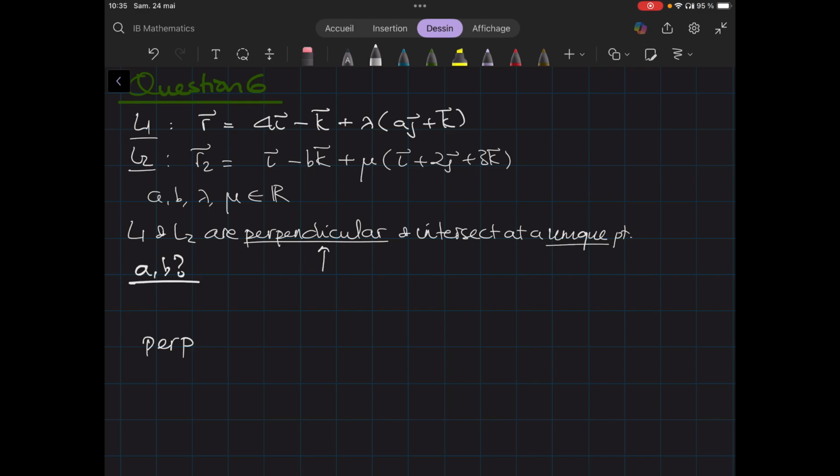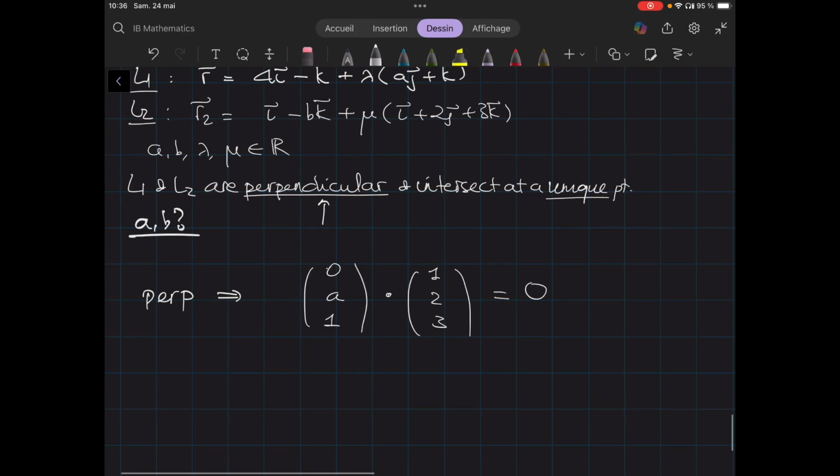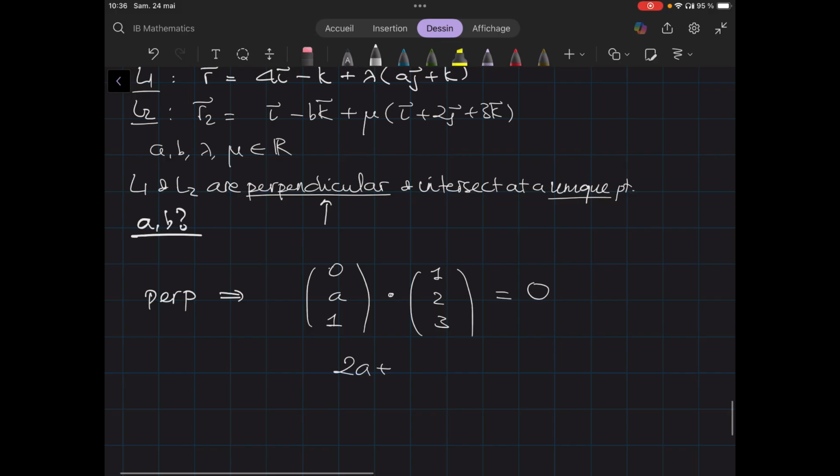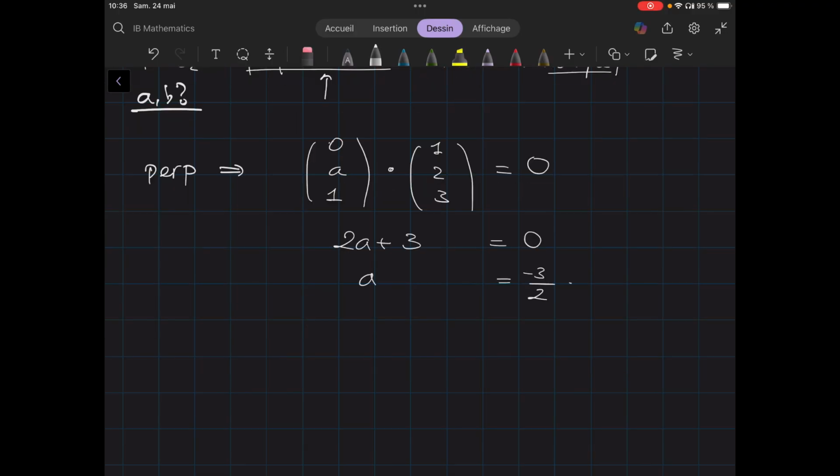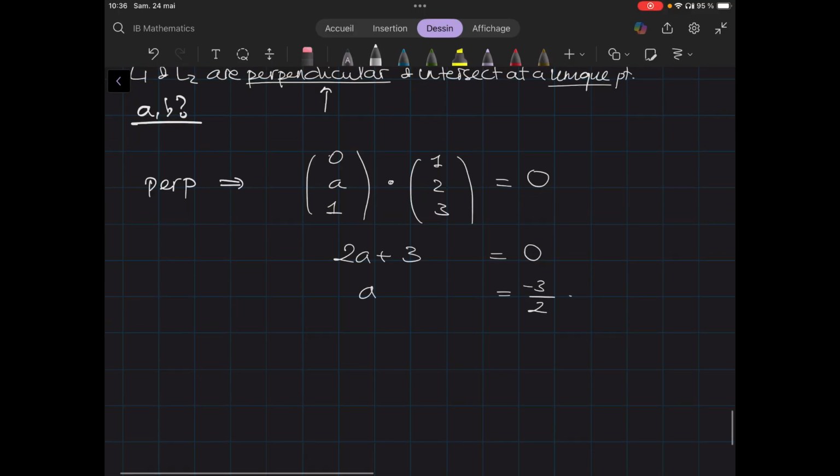The two lines are perpendicular if the dot product of the direction vectors is equal to 0. So (0, A, 1) dot (1, 2, 3) is equal to 0. Thus 2A plus 3 is equal to 0, and we can find the value of A. To find the value of B, we will need to find the point of intersection.